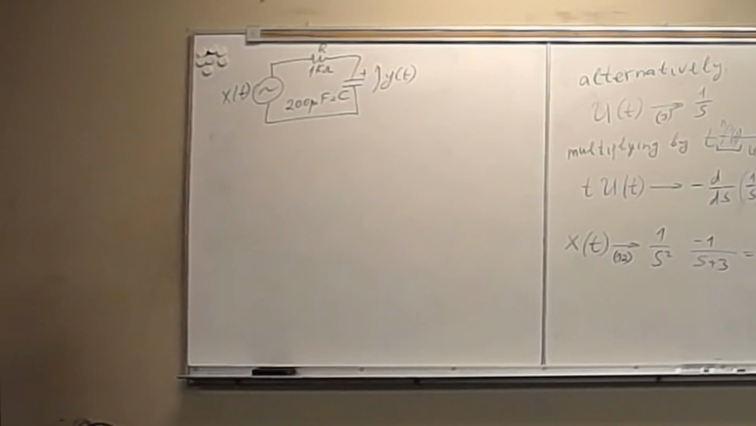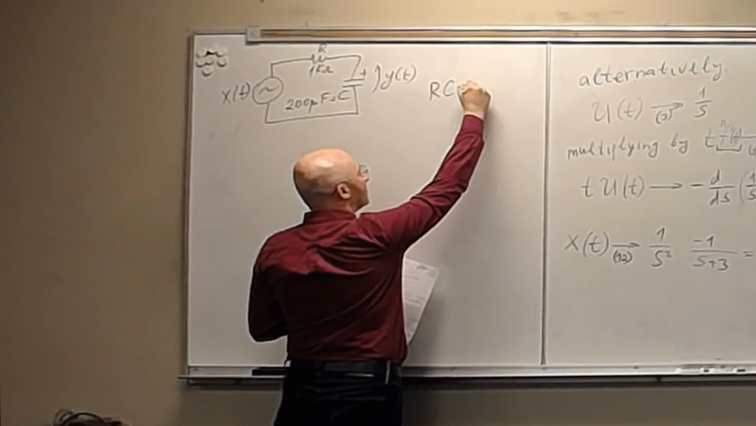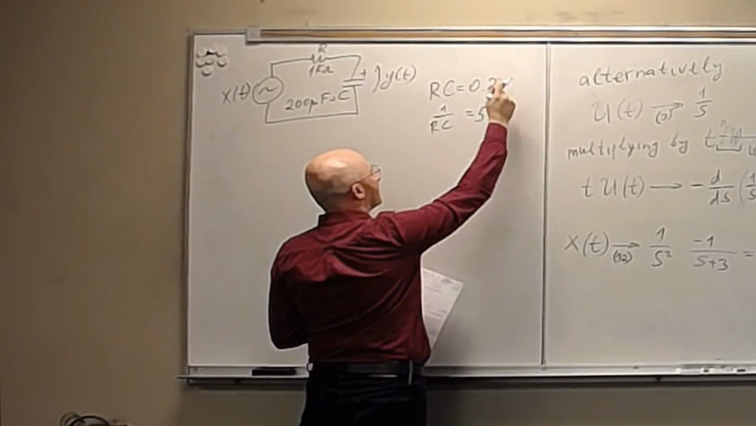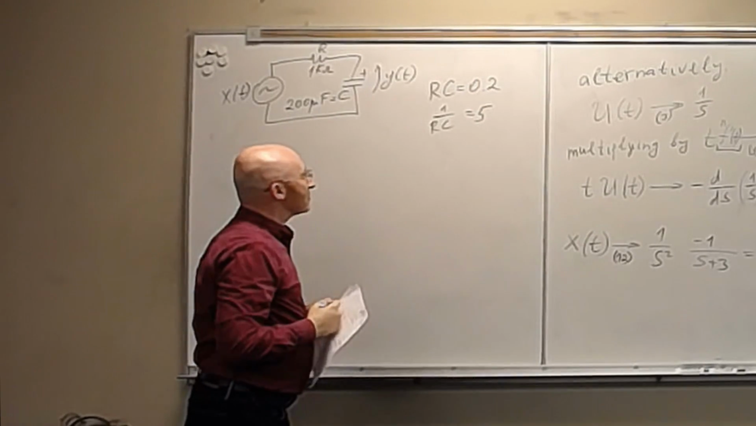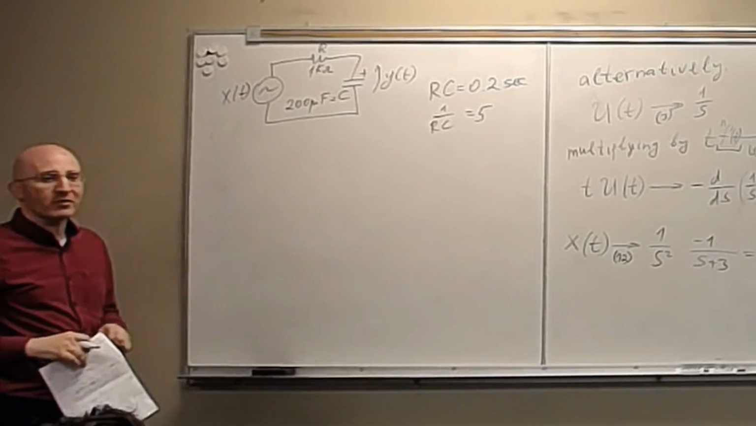Why are those numbers easy and beautiful? Why do they go together well? 200 microfarad times 1 kilo ohm. Easy. Because we compute RC, which is basically 0.2, so 1 over RC will be 5. Easy to work with. This time constant is very easy to work with. This is basically 0.2 seconds, right? This is the time constant of the RC circuit.